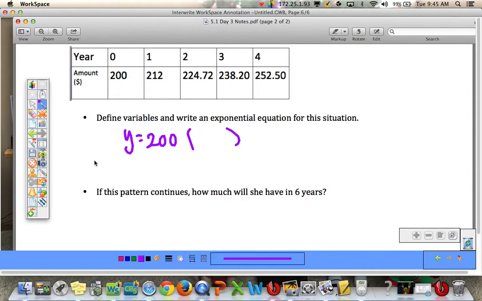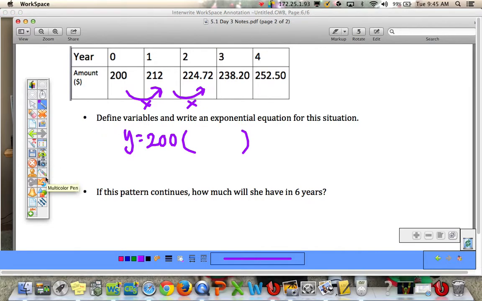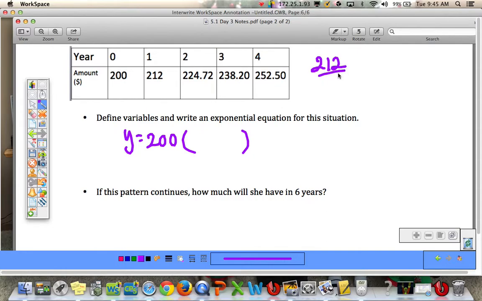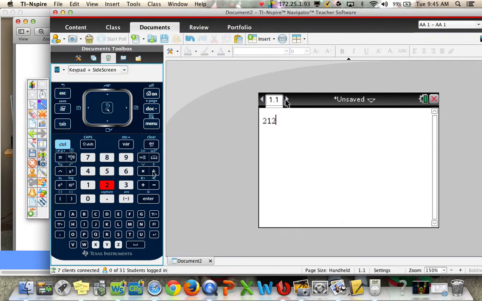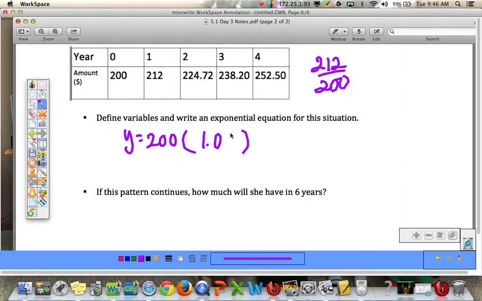We need a rate of change. We know it's increasing, so this number should be bigger than 1. To figure out a rate of change from a table, you can take any term and divide by the number before. Because remember, to find any term, you're multiplying by a certain number, so we're going to work backwards. We're going to take any number, divide by the one before it. So let's try 212 divided by 200. And that's 1.06. And that makes sense. It's increasing, so there's the one. It's increasing at 6% per year.